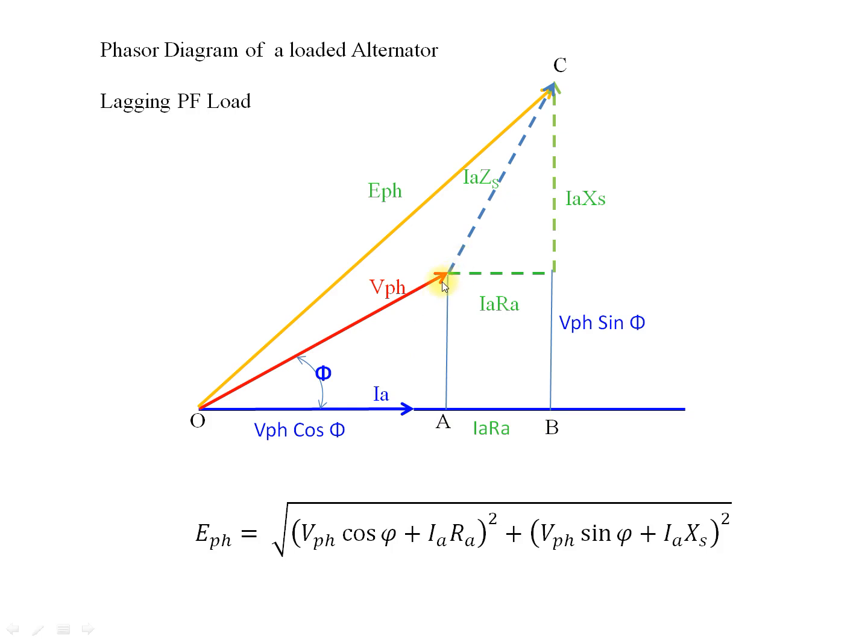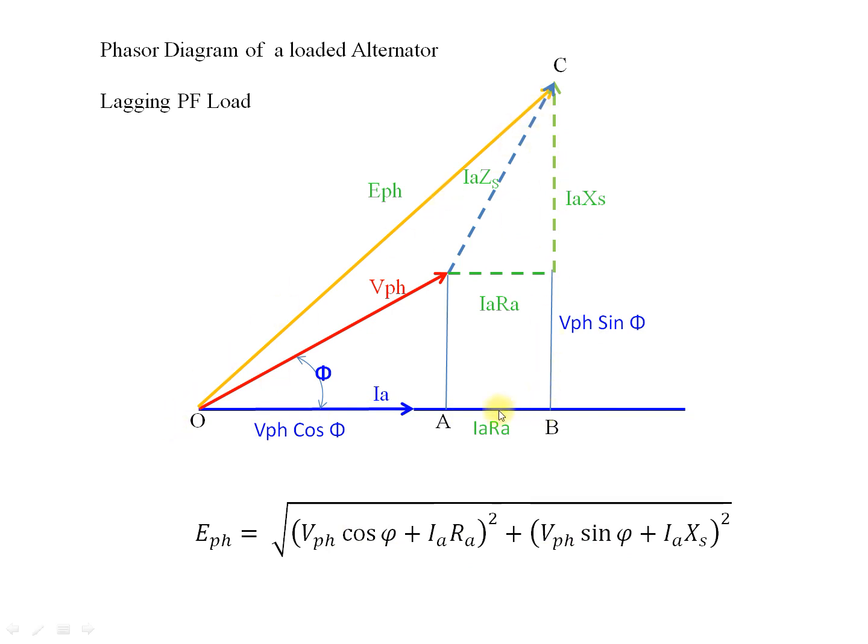And if we want to find out the E phase value, we need to add up V phase with the IaZs. So IaRa plus IaXs will be IaZs. So if we add V phase with the IaZs, then we will be getting E phase. From this graph we can find out the V phase cos phi will be on this particular side, because this is going to be a triangle. Then we will be having V phase cos phi as this side and IaRa this side. So if we add these two values, then we will be getting this side, and if we add these two values, then we will be getting this side.